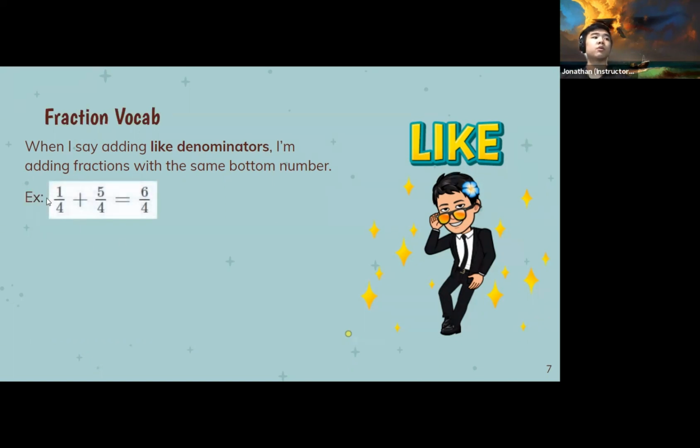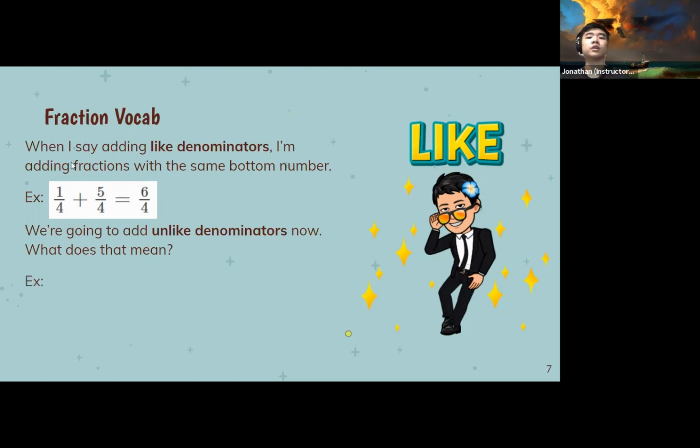For example, 1/4 plus 5/4 equals 6/4. The denominators of the two fractions are the same, so we say they have like denominators. Like denominators are really easy. You just add the top numbers, and you keep the same bottom number.